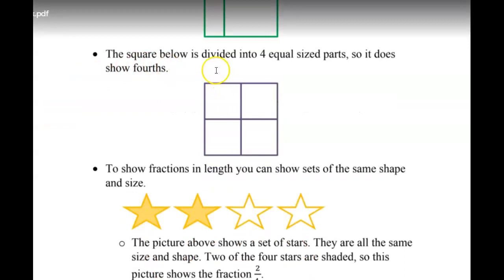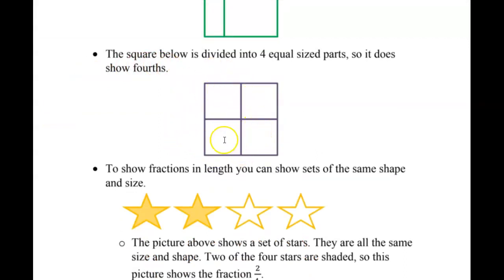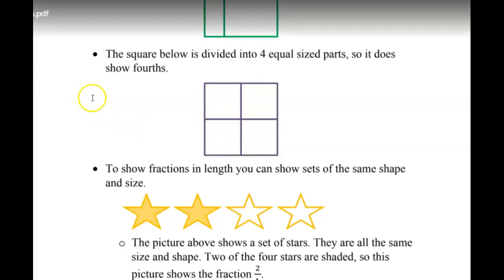This square, however, is divided into equal parts. All of these look to be about the same size. So it is divided into fourths.